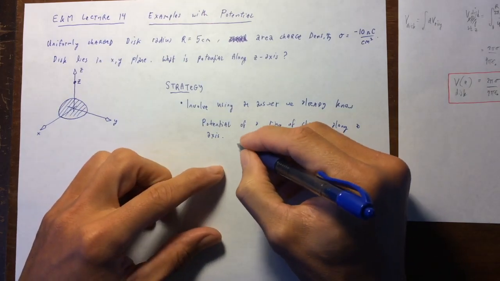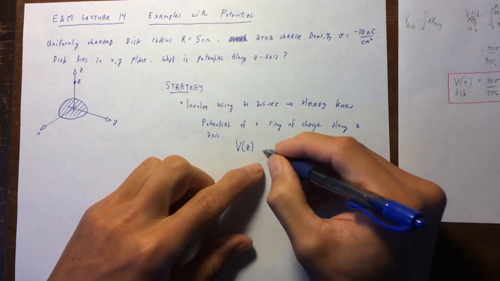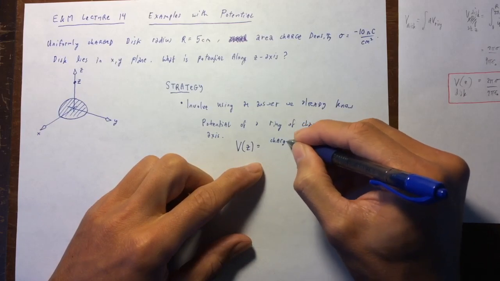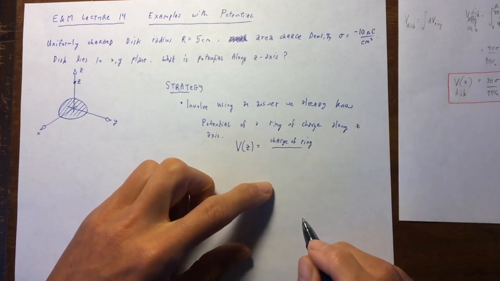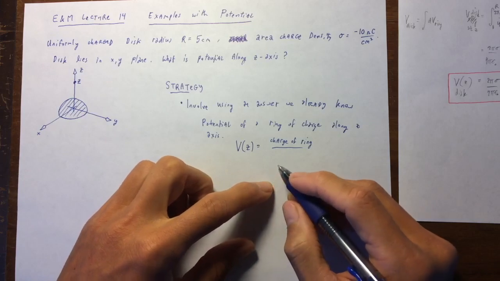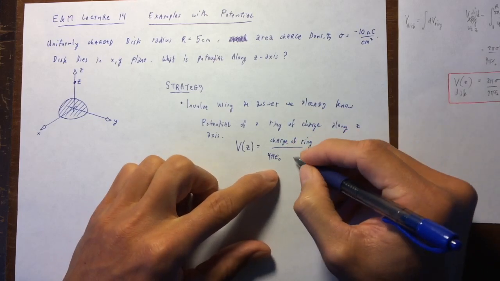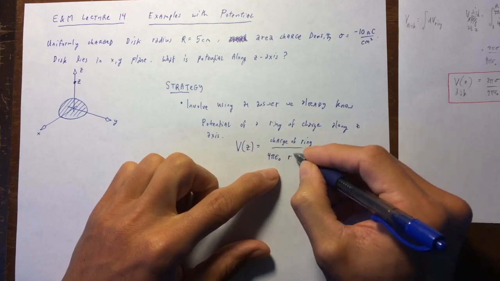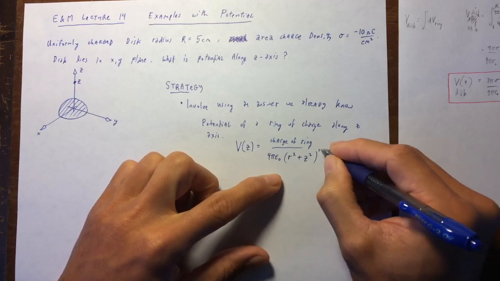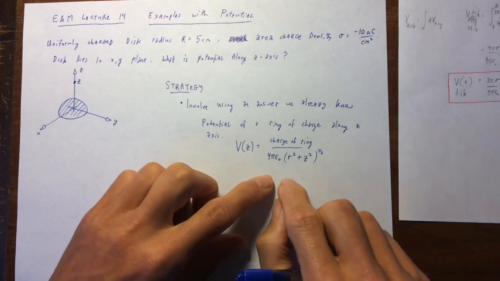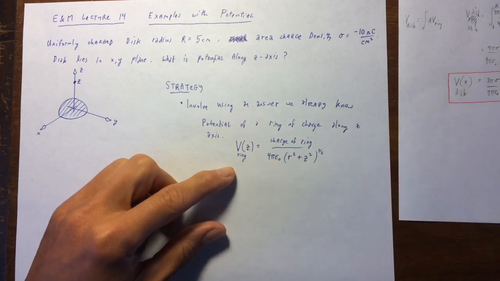The answer to that is actually this. The potential as a function of height along the z-axis is equal to the net charge of the little ring divided by 4 pi epsilon naught times the radius squared plus z squared, where this is the radius of the ring, all raised to the 1/2 power. So this turns out to be the answer for a ring, right?